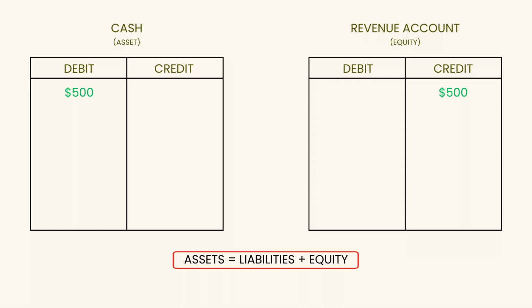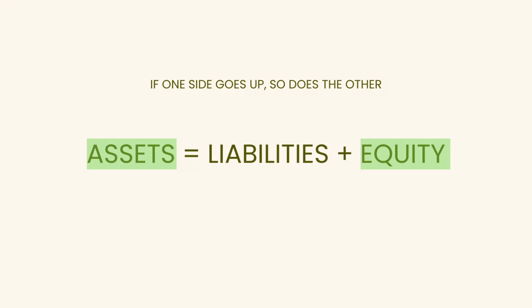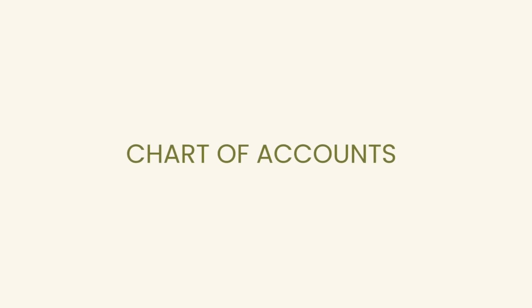It all goes back to the accounting equation. Assets equals liabilities plus equity. Everything needs a balance. Revenue accounts belong to the equity section of the accounting equation. When a business earns revenue, it increases the company's value, meaning it increases its equity. Since equity increases with credits, revenue is always recorded as a credit entry. Knowing how this balance of the equation works, knowing how debits and credits work, helps ensure that your books stay balanced and accurate. And this leads us to talking about the chart of accounts.